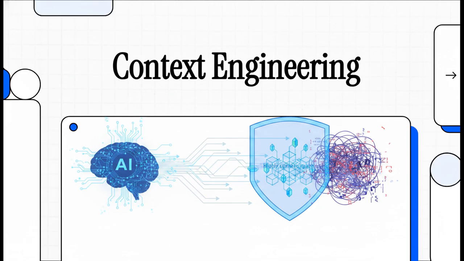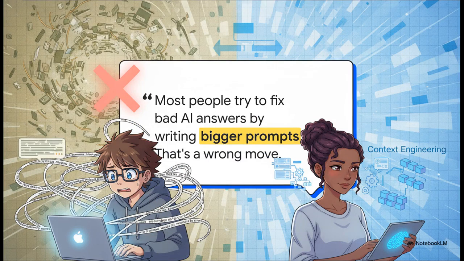Instead, we're going to look at exactly what top developers are doing right now to build truly reliable systems by treating an AI's working memory as a highly curated space. There's a great quote circulating in the industry right now. Most people try to fix bad AI answers by writing bigger prompts. That's a wrong move. And it's so true.